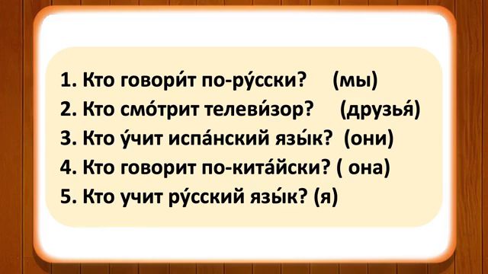The next question is, кто смотрит телевизор? Кто смотрит телевизор? Who is watching television? The word in the bracket is друзья, which means friends. Друзья is the ani form, because it is a plural form. So in the answer, when you use it, you will change the form of the verb in ani. So кто смотрит телевизор? The answer would be друзья смотрят. Ani form. Друзья смотрят телевизор.